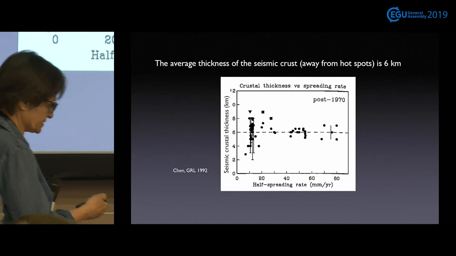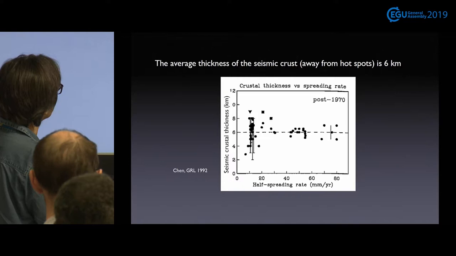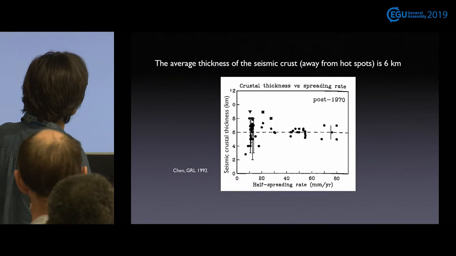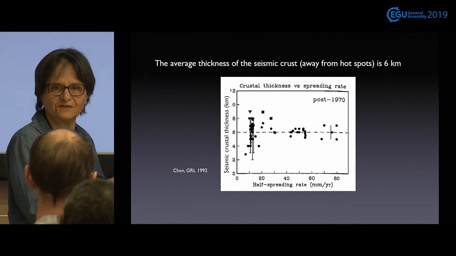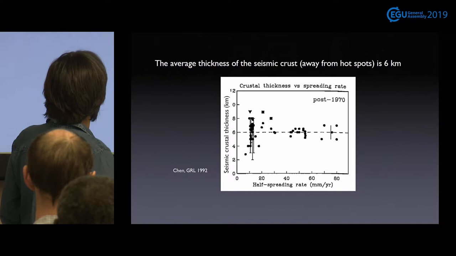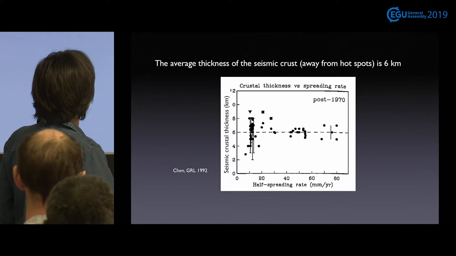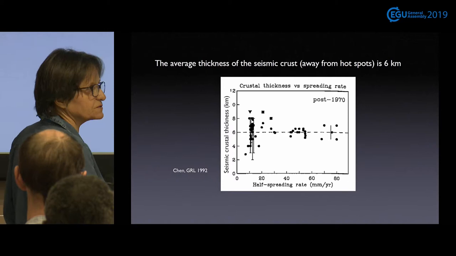And just to note, it's not a recent diagram, but if you were to put the many more points we have now on this same diagram, you would find the same thing. It's another of these first order results. It's really striking that if you go away from hotspots, where the magmatic budget is, of course, much higher, and you measure the thickness of the seismic crust all over the oceans, you find that there is more variation at slow spreading rates, but basically the average is around 6 kilometers.